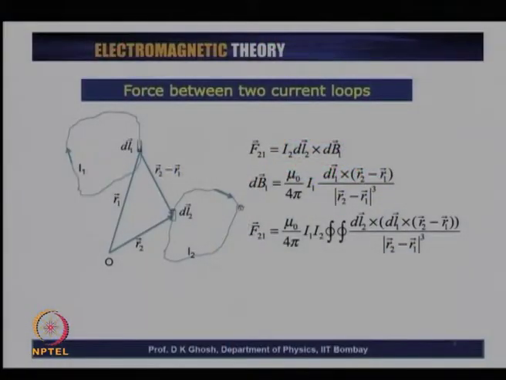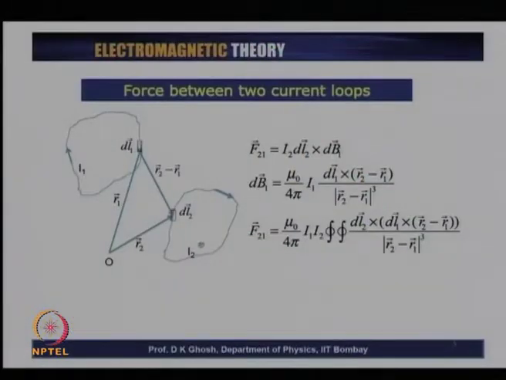Now, let me come to a slightly different aspect. We have seen that a magnetic field exerts force on a moving charge. Now, if you consider two circuits, each carrying a steady current, the former carrying a current I 1 and this one carrying a current I 2. Now, let us look at the magnetic field produced by this circuit 1. Now, I already know how to calculate this, because I have given you the Biot-Savart law. Now, this is an arbitrary circuit.